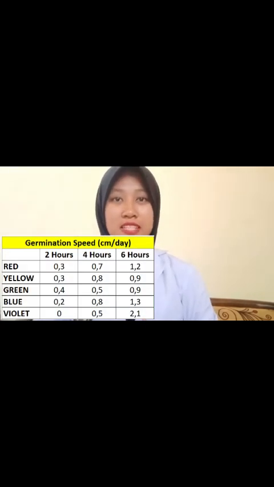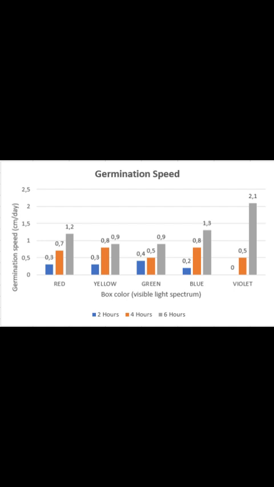If the germination speed is compared between the soaking time factor and the given visible light spectrum factor, the result is that the fastest germination occurs in mung bean seeds with a 6-hour soaking treatment and placed in the violet visible light spectrum, namely with a wavelength of 380 to 425 nanometer. The germination speed reached 2.1 cm per day. Meanwhile, the lowest germination speed occurs in sprouts that were soaked for 2 hours and placed in the violet visible light spectrum, namely with a germination speed of 0 cm per day or did not germinate.